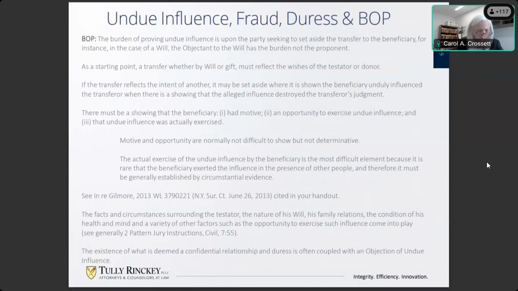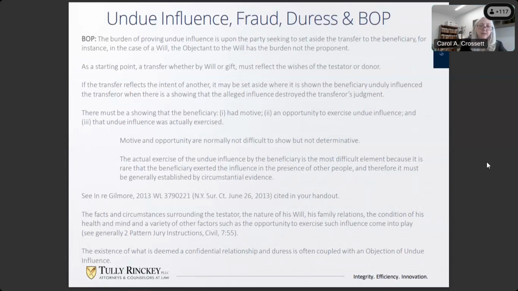The next objections are undue influence, fraud, and duress, and we'll go through those. The burden of proof for these is all going to be on the party trying to set aside the transfer to the beneficiary at this point. And that burden is no longer on the proponent of the will. So as a starting point, a transfer, whether it be by will or gift during life, must reflect the wishes of the testator, or in the event of a gift, the donor.